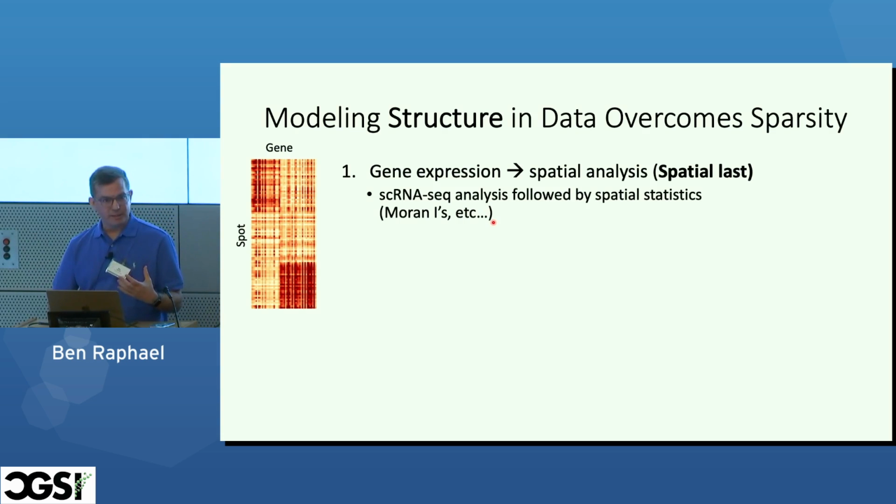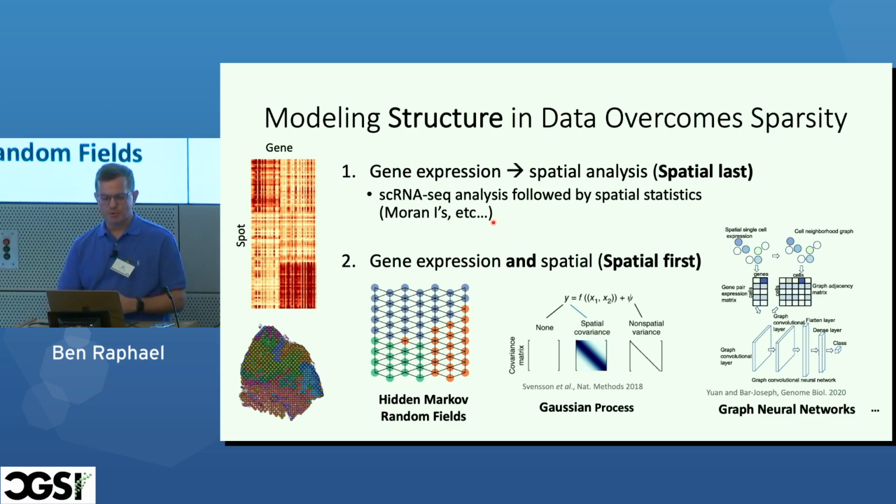But then, of course, what we'd really like to do is not analyze spatial at the end, but can we use the spatial information to help us overcome sparsity? So analyze both gene expression and spatial at the same time. And so we can then look at correlations in the data due to space as we're analyzing the transcriptomic information.